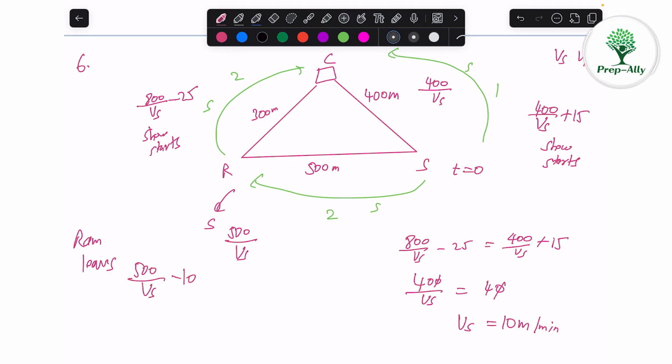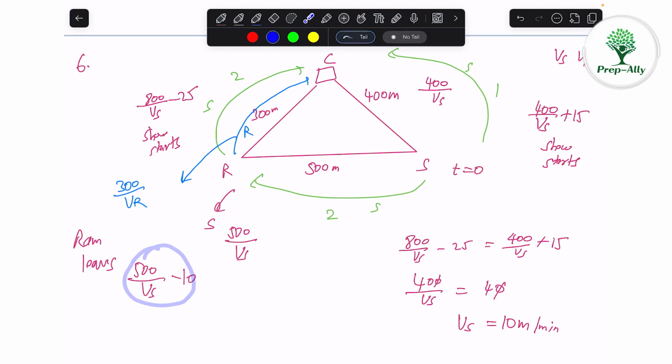At this time, what will happen? Ram leaves. And how much time does Ram take now? Let me indicate in blue. This is Ram. How much time does Ram take from here? He will take time equal to distance by Vr. He will take this much time to go from here to here, and then he will reach the show. So Ram starts at this time and takes this much time and reaches here.